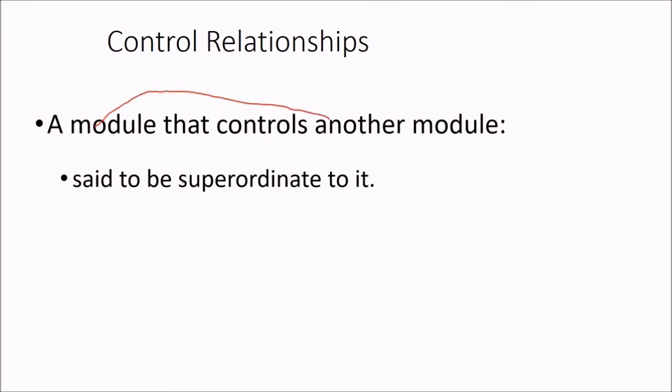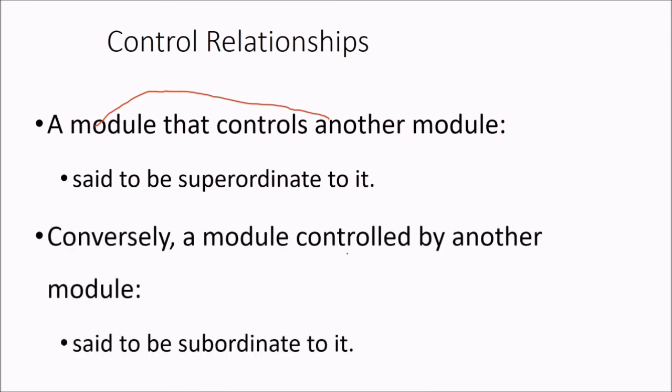And coming to the control relationship, a module that controls another module is said to be superordinate to it, because it is controlling another module. In other terms, a module controlled by another module is said to be subordinate. So these are two modules. This module controls this module. This module is superordinate, and this is the subordinate module.